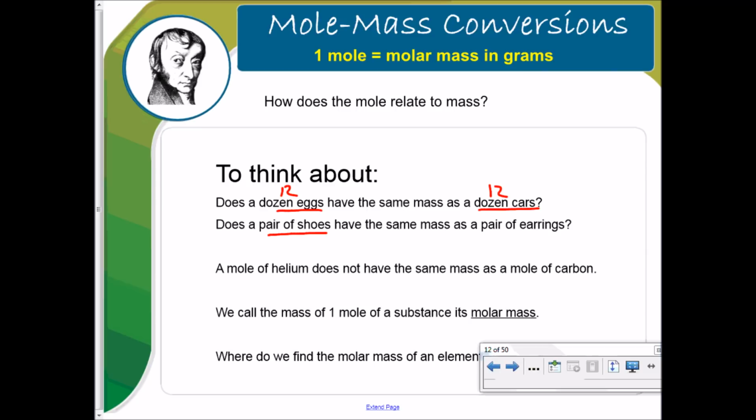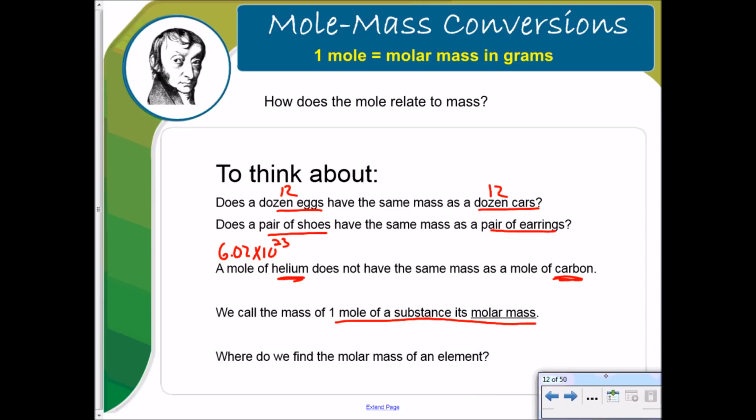Does a pair of shoes have the same mass as a pair of earrings? We know that they do not. So a mole of helium is not going to have the same mass as a mole of carbon. Okay? And we're talking about mole, we're talking about 6.02 times 10 to the 23rd. We can look on the periodic table and look at the masses of helium and carbon and see that they are different. We call the mass of 1 mole of a substance its molar mass.